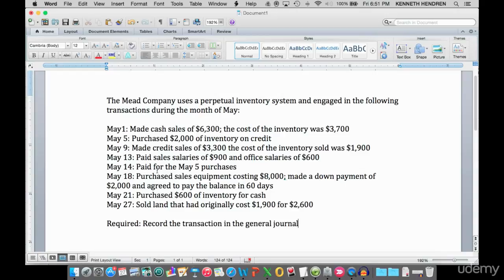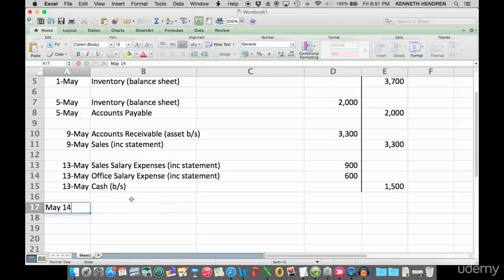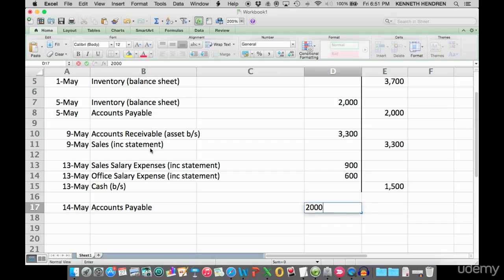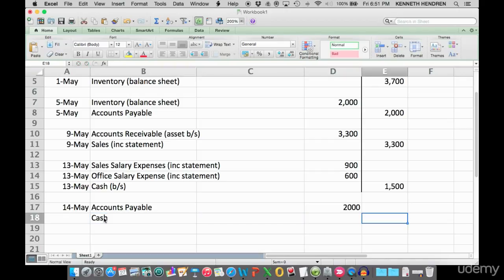That was May 13th. May 14th, paid for the May 5th purchases. Alright, so we paid those May 5th purchases. Alright, May 14th. So we have accounts payable. So we're getting rid of the payable by paying it off. Accounts payable, $2,000. Cash, $2,000. So we paid it.